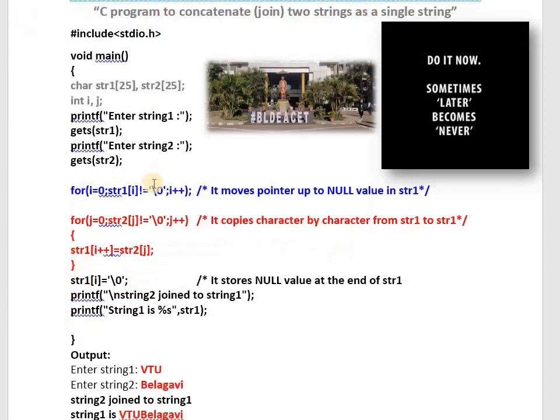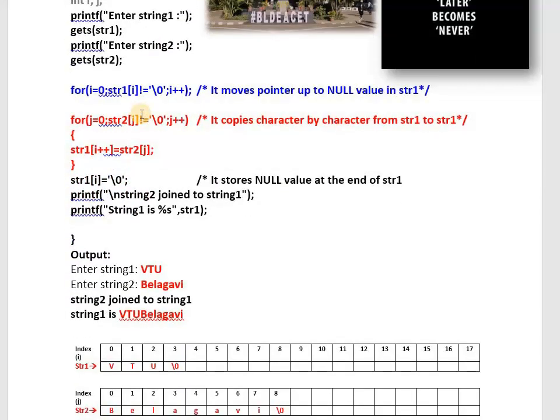See the output first, the expected output. Whenever we run the program, it will ask you to enter the first string, that is string 1. String 1 entered by me is VTU. VTU will be stored in str1. Once it reads string 1, it reads string 2. Assume that the second string entered by us was Belgavi. Belgavi will be stored in string 2. Now take this Belgavi and join it to VTU.